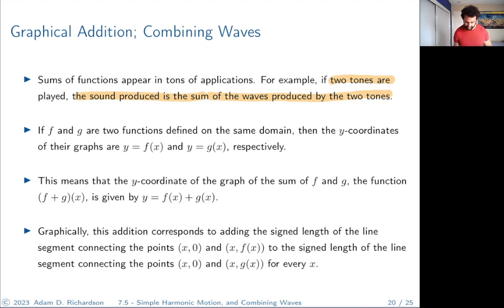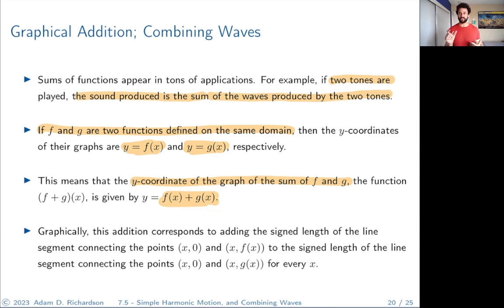So here we go. If f and g are two functions defined on the same domain, then the y coordinates of their graphs are just these. This isn't anything new. This is something you've seen for a long, long time. Basically, you map the outputs to the y coordinates. So if you want to find the y coordinate of the graph of the sum of those two functions, it's going to literally be the sum of the outputs of those two functions. In other words, take the y coordinate of f, the y coordinate of g, add them together, and that's the y coordinate of the sum, right? This almost feels like a more complicated way of saying something that you already know.